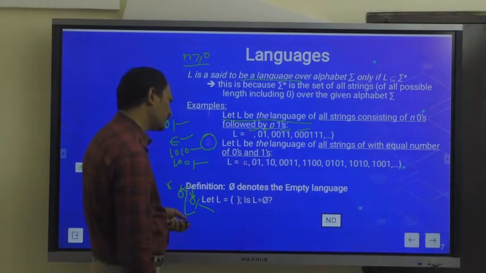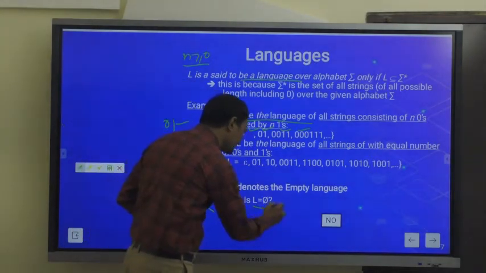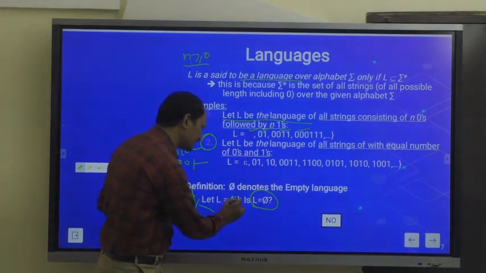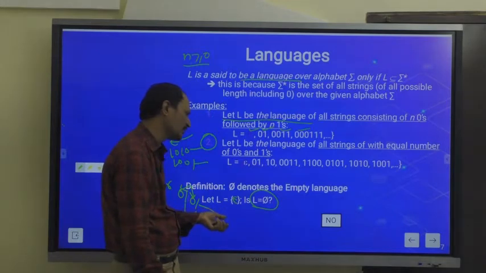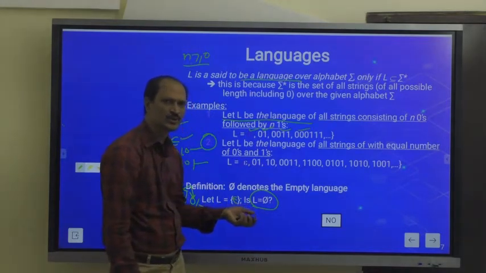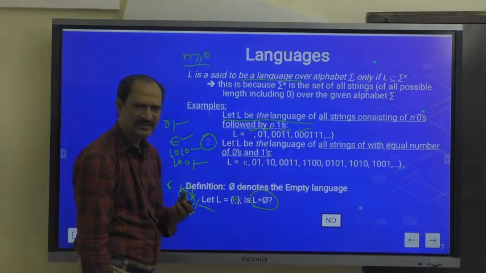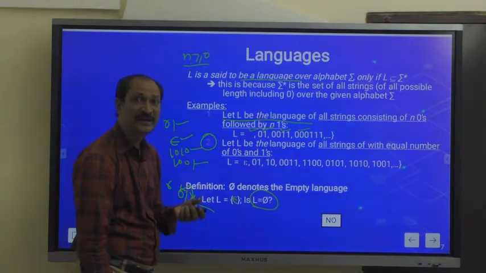Now this is an important question. Let L be equal to epsilon. If L is equal to epsilon, is L equal to phi? No. L equal to epsilon means the language consisting of an empty string, an empty string.